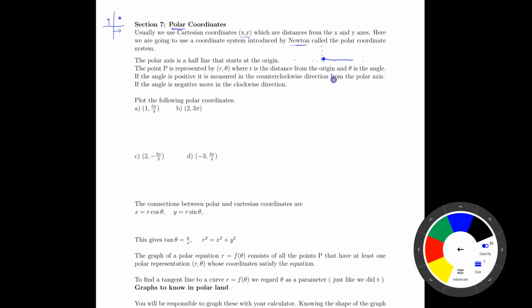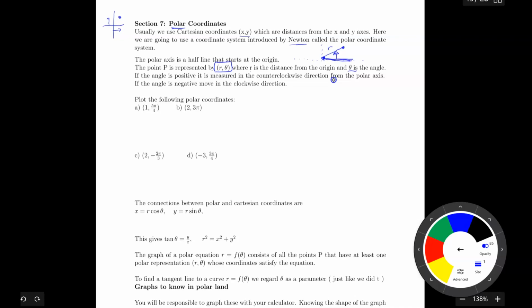Okay, so a point in the polar coordinates would be out here, and this would be a distance r from the origin, and theta would be the angle moving up from this polar axis. If the angle is positive, you move counterclockwise, like you usually do. If the angle is negative, you move clockwise, so you would move down. And r is always the distance. Points are not unique in polar coordinates, but let's plot a couple of these points.